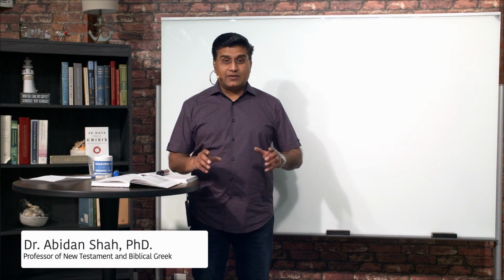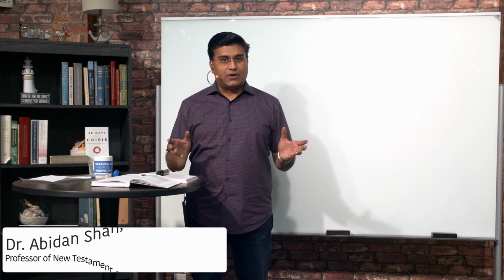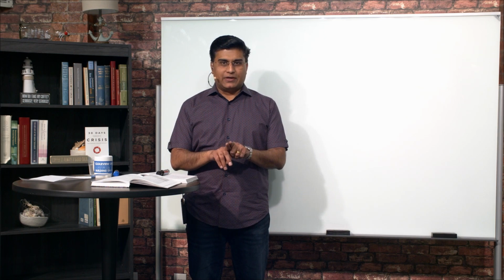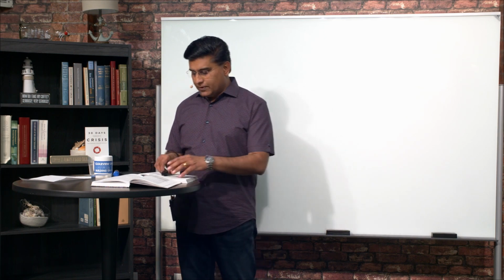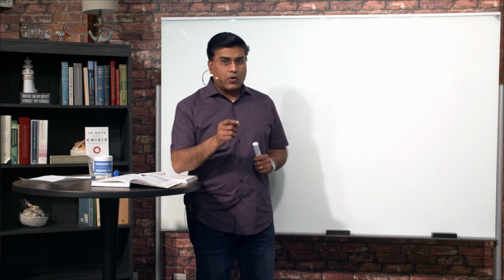Welcome to Biblical Greek. In today's lesson, our focus is on diphthongs. Now, what are diphthongs? Diphthongs are two vowels coming together. Now, let's go back to our alphabet, the Greek alphabet. How many letters do we have? Altogether, 24. Out of the 24, 7 are vowels.